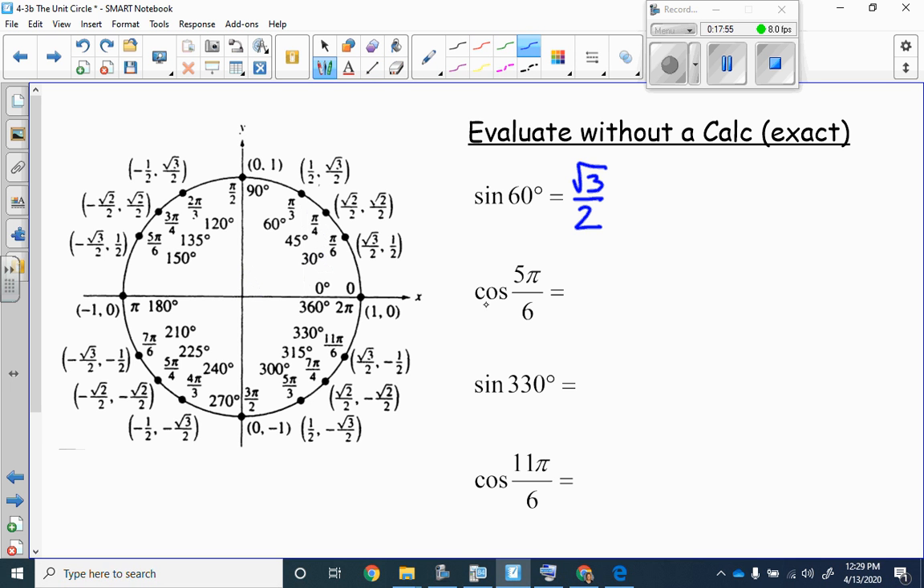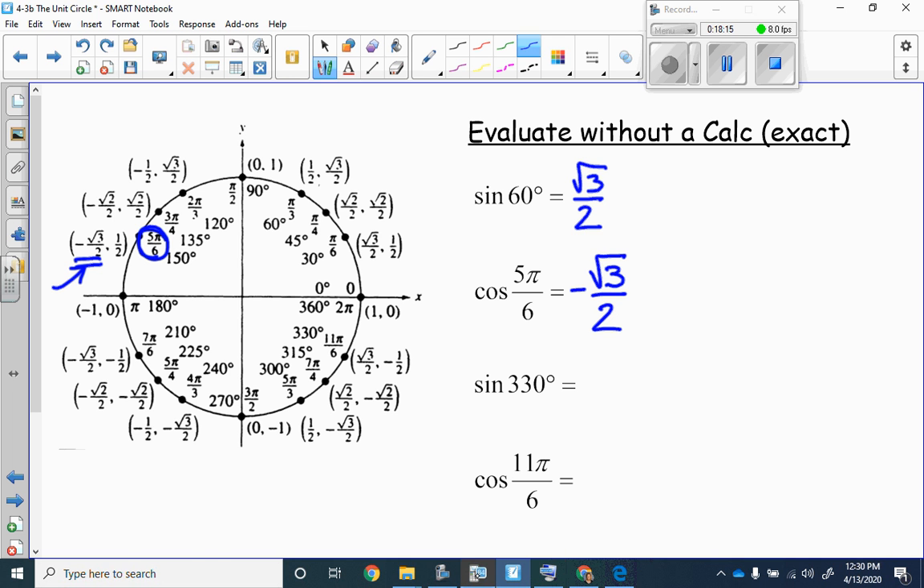All right, next I take a look at the cosine of 5 pi over 6. So I need to locate where 5 pi over 6 is, which puts us over here in quadrant 2. Taking the cosine of 5 pi over 6 tells us that we want to take the x-coordinate. So it's going to be negative square root of 3 over 2.